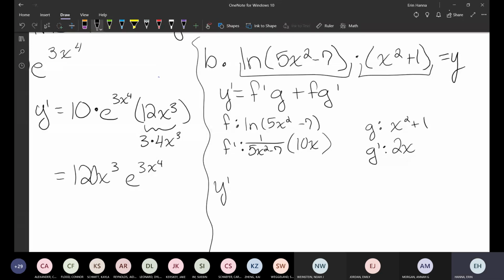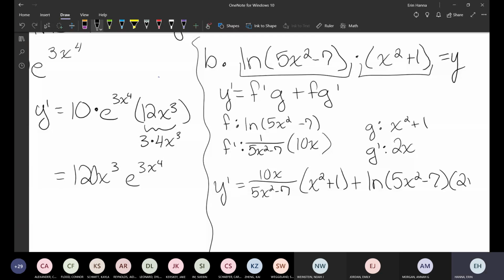Put it all together. I'm going to put that 10x in the numerator because you can. If you don't want to and you just want to leave it separate, that's fine. But I have my f prime times my g plus f times g prime. There's not a ton we could do to simplify this. Honestly, any rewriting is not going to make it any simpler, so I would just leave it. Questions, concerns? I see some people writing, so hold on for a couple seconds.